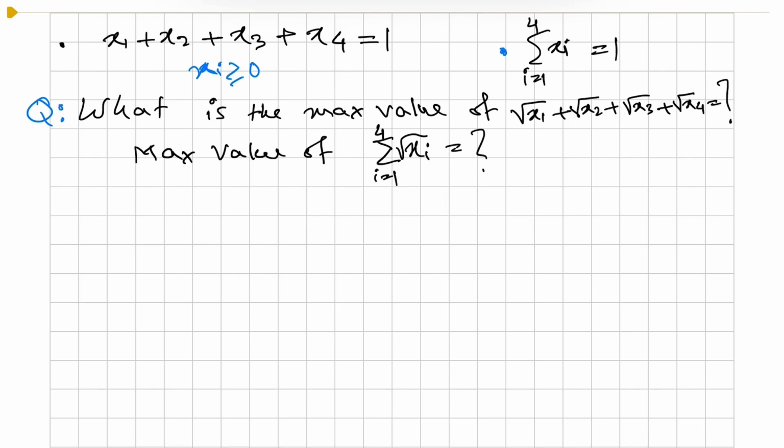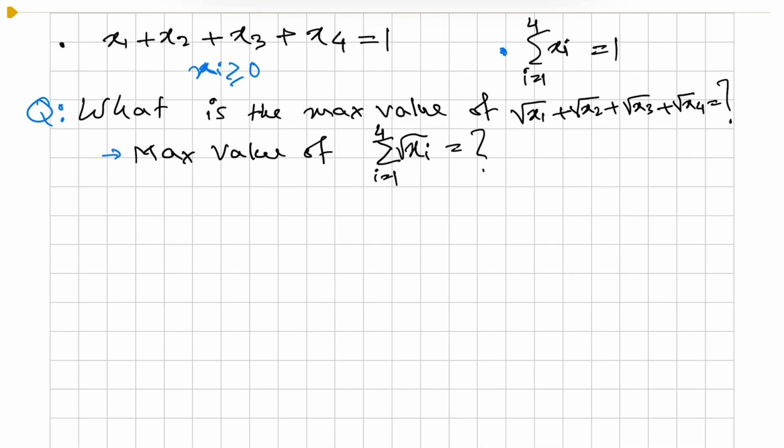The question is, what is the maximum value of square root of x1 plus square root of x2 plus square root of x3 plus square root of x4? Or in short, we can write this: what is the max value of summation i equal to 1 to 4 of square root of xi? Well, the problem is very clear.